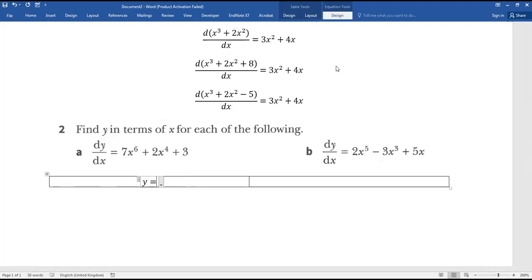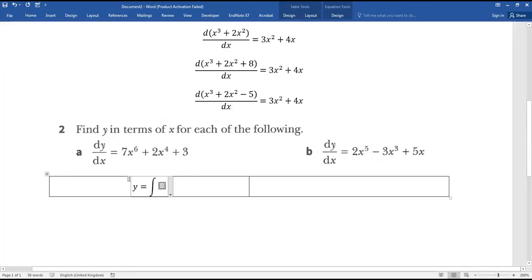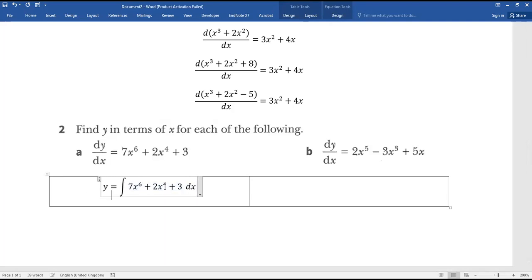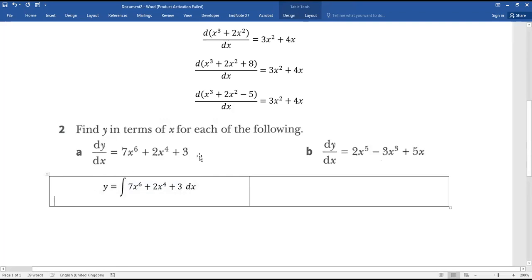If I integrate, what do I integrate? This entire dy by dx with respect to x. Is this right? Yes, sir. How did I get all this? Sir, you got this when you differentiated y with respect to x. So if I integrate this entire thing with respect to x, I'll again get y. So let's try to get y.